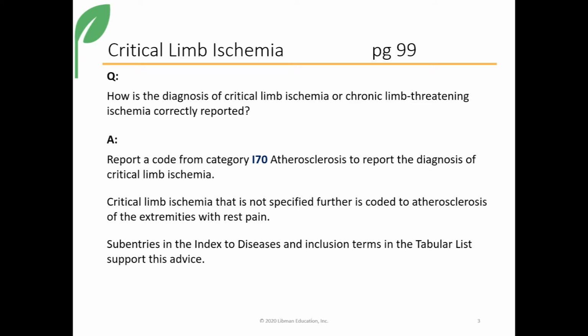In answer, Coding Clinic advises that we report a code from category I70, atherosclerosis, to report the diagnosis of critical limb ischemia. Coding Clinic explains that critical limb ischemia that is not further specified in the documentation is coded to atherosclerosis of the extremities with rest pain. Coding Clinic also explains that subentries in the index to diseases and inclusion terms in the tabular list support this advice. Let's see what we can learn from the index to diseases and the tabular list.